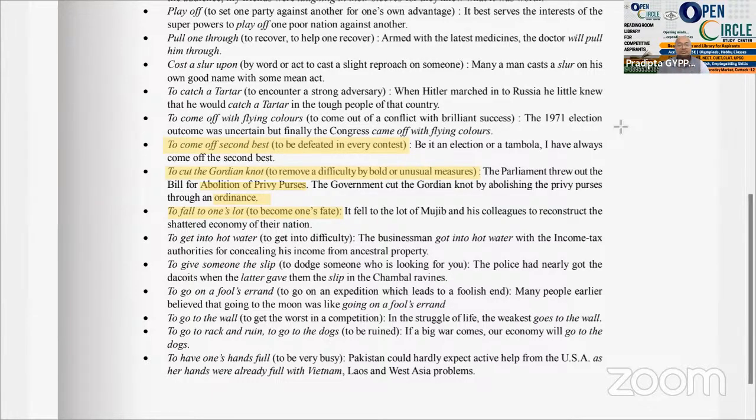Example: it fell to the lot of Mujib and his colleagues to reconstruct the shattered economy of their nation. You know who Mujib is? Do you know the Bangladesh conflict which happened a few days before? There was a statue of a man standing. He was called the father of Bangladesh, just as the father of India is Gandhi. So the father of Bangladesh was Mujibur Rahman. The Bangladeshi students were so angry, they climbed on the statue, they broke it, they pulled it down. But this story is about him.